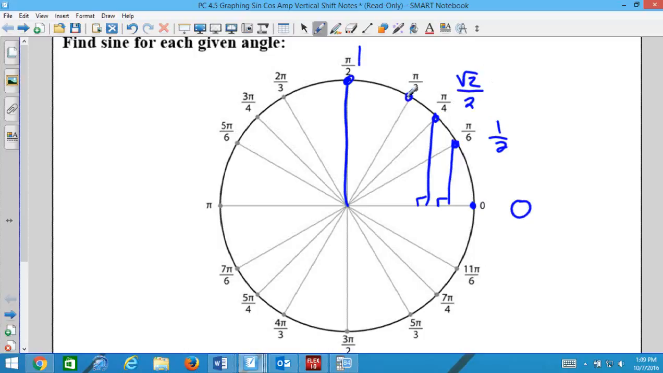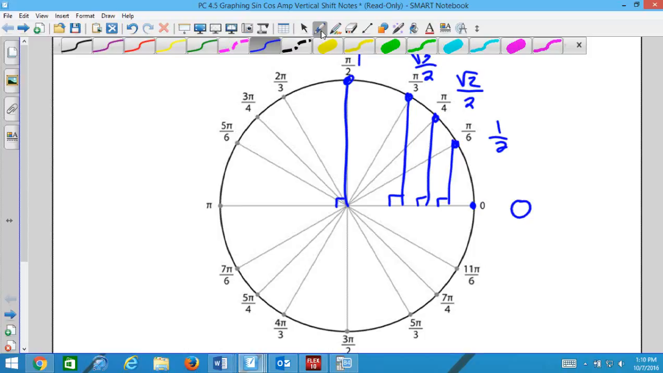How about the sine at pi over 3? It's radical 3 over 2. And then I just said this, the sine of pi over 2, we went up 1. And this is the unit circle, so that's how I know I'm going up 1 unit.